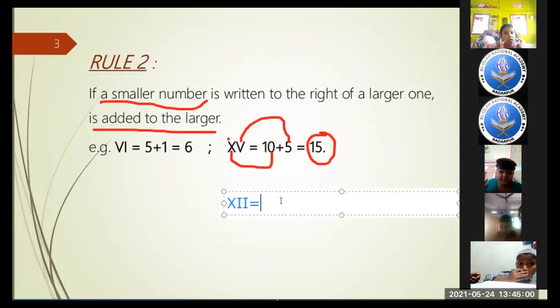12. How 12? You tell me. The first one is 10. Yes, X value is 10. Then what will we do? We'll do addition. That means plus. After plus, what will we do? That I value is what? Sir, 1. Very good. After that what will you write? Plus. After that plus, again I value is 1. So how much? 10 plus 1 plus 1 is equal to 12. Very good.